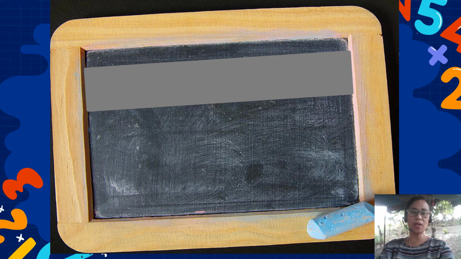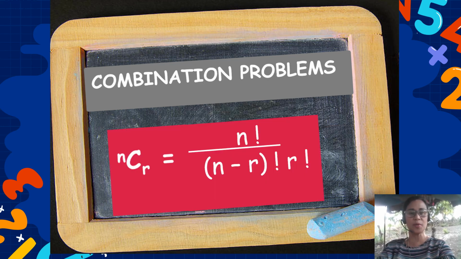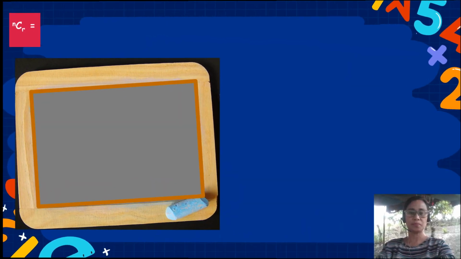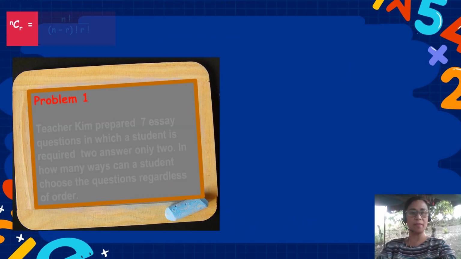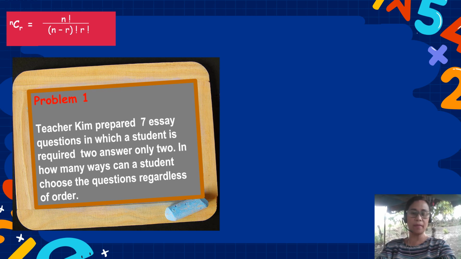Since you are already familiar with the formula of combination, let me show you now how to solve combination problems using the formula nCr. Now let's have this first problem. Teacher Kim prepared 7 essay questions in which a student is required to answer only 2 of them. In how many ways can a student choose the questions regardless of the order? So 7 questions, but only 2 have to be answered by a student.